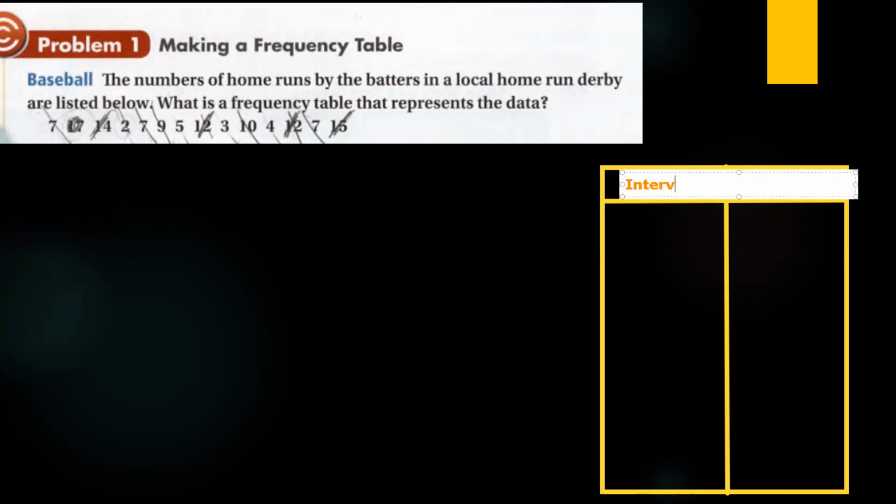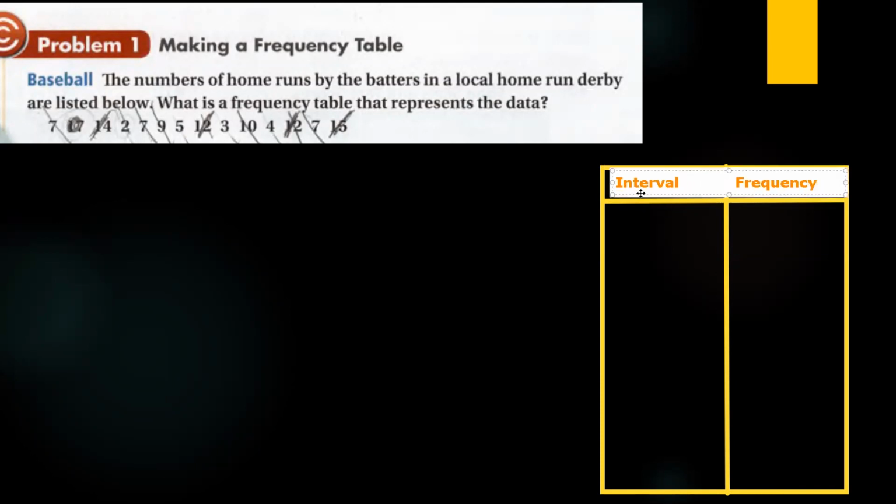How can we make the frequency table? As I told you, you have to make 2 columns, one for the intervals and the other one for the frequency. So here, let's make a table first, for interval and for frequency. This is the first step.